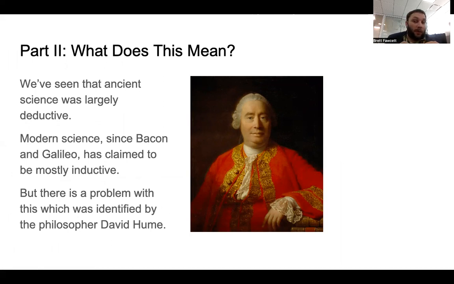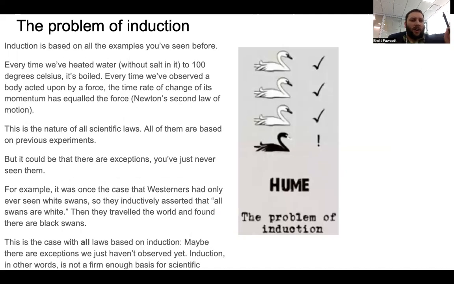But there's a big problem with this, which was identified by the philosopher David Hume, the famous problem of induction. So induction is based on all the examples of something you've ever seen before. So like, for example, every time we've heated water, that didn't have salt in it or something like that, to 100 degrees Celsius, it boils. So therefore we know that's a law. 100 degrees Celsius, water will boil.